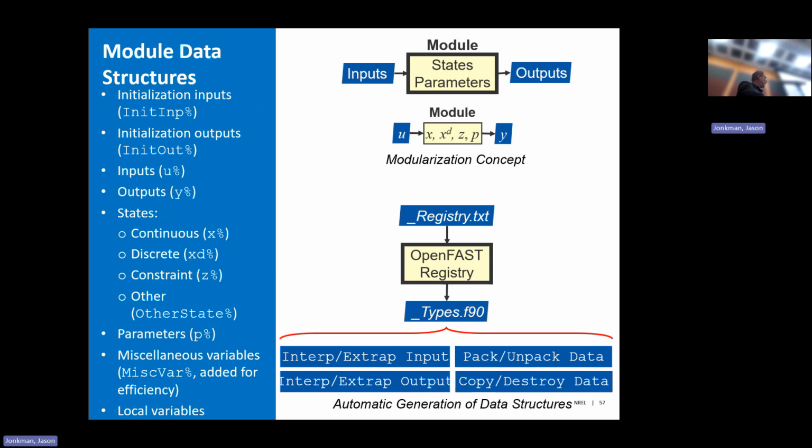Because we're doing a lot of systematic things in our solve, like we have to interpolate or extrapolate inputs, we just define what the input is, and then this registry will automatically generate that interpolate-extrapolate routine. Same thing for pack and unpack. That's useful for the save and retrieve capability, or checkpoint restart. Copy and destroy, that's for the types. So all these basic data handling routines are automatically generated for you.